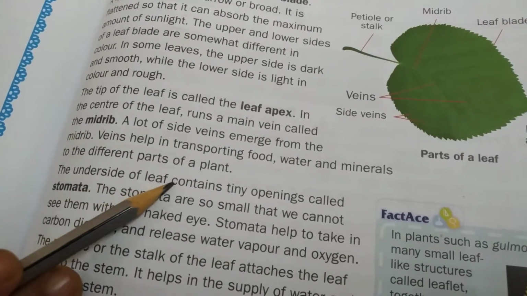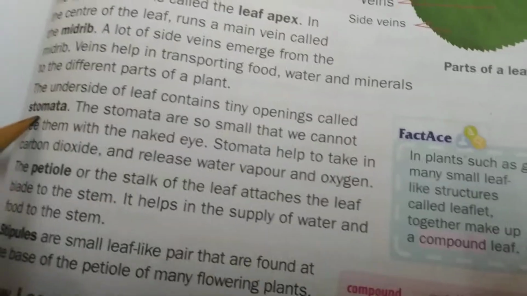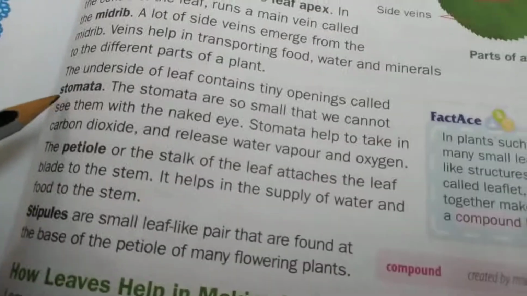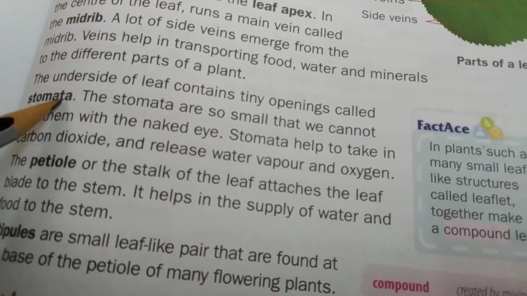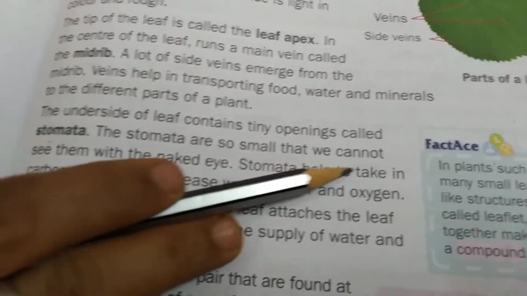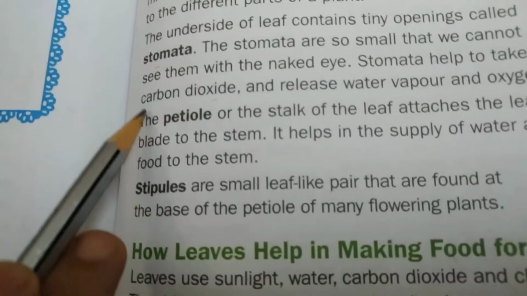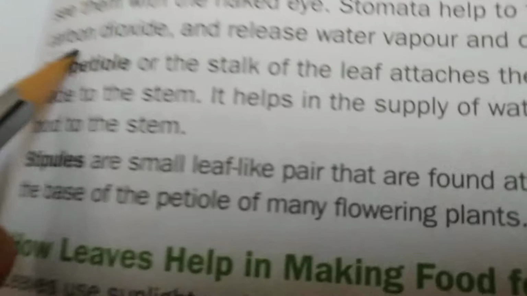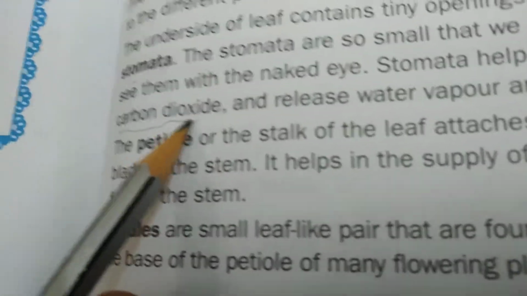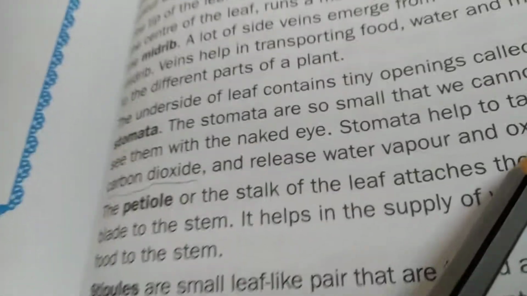The underside of a leaf contains tiny openings called stomata. What is the spelling of stomata, children? Stomata. The stomata are so small that we cannot see them with the naked eye. Stomata help to take in carbon dioxide. What is the spelling of carbon dioxide? Carbon dioxide, and release water vapor and oxygen.